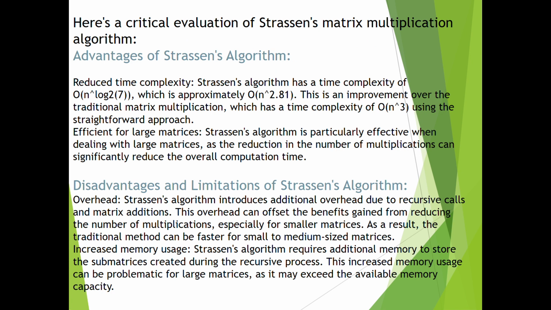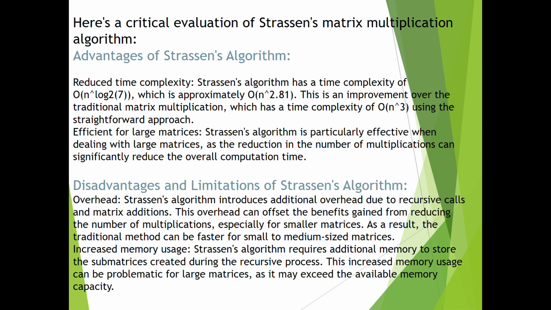Here is a critical evaluation of Strassen's matrix multiplication algorithm. Advantages: reduced time complexity. Strassen's matrix algorithm has a time complexity of n to the power log 2.81, which is approximately n to the power 2.81. This is an improvement over the traditional matrix multiplication, which has a time complexity of big O of n to the power 3 using the straightforward approach. It is efficient for large matrices: Strassen's algorithm is particularly effective when dealing with large matrices, as the reduction in the number of multiplications can significantly reduce the overall computation time.